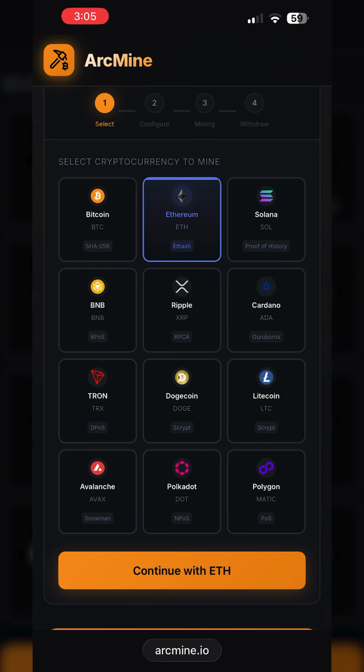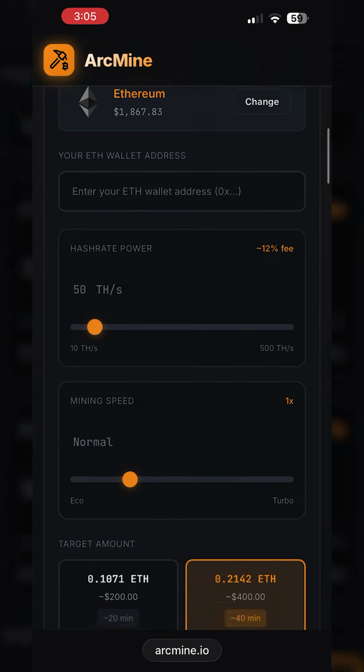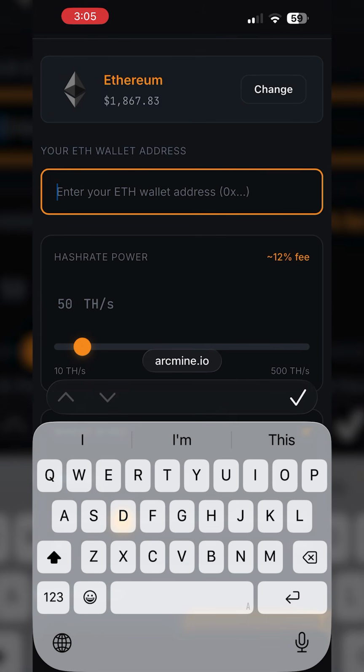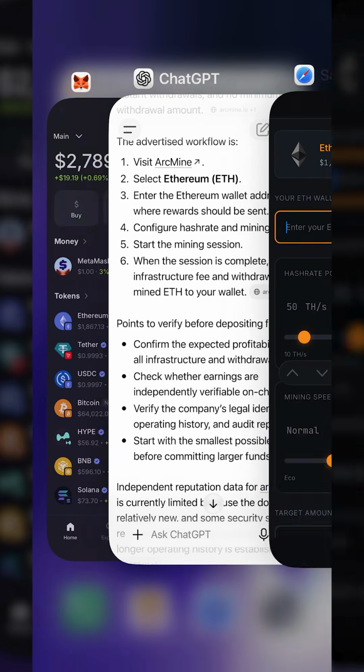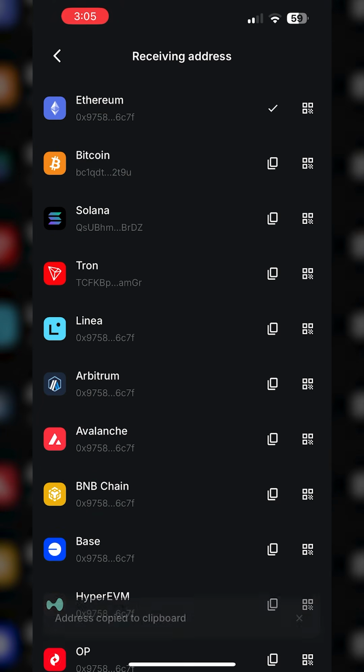I select Ethereum today. The ETH has been showing some really interesting movement lately. Developer activity around it is strong, and it just feels like the right call at this moment. Okay, receiving address is next. Copy and paste ETH address, nothing complicated here, just a standard step.